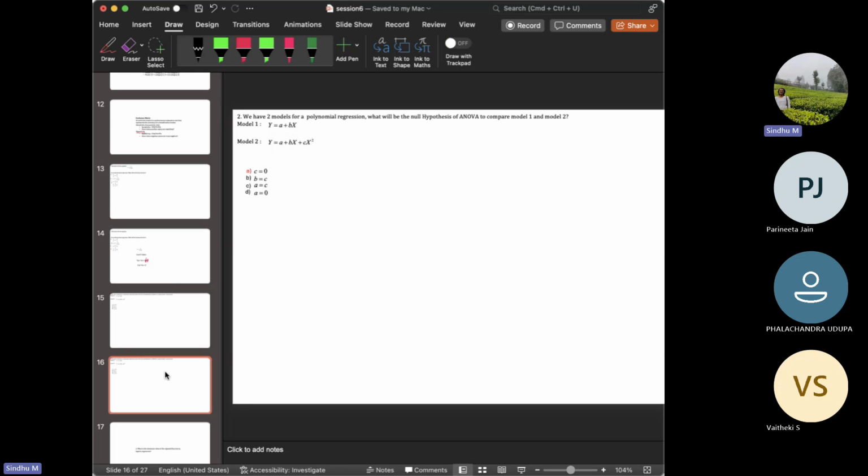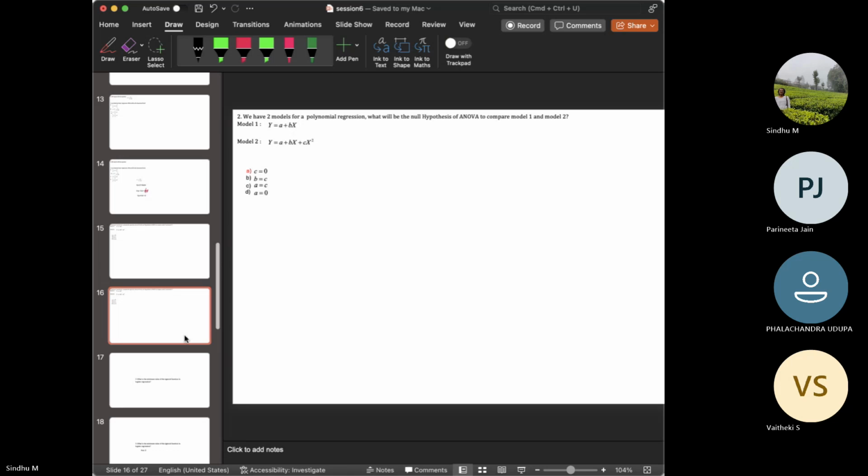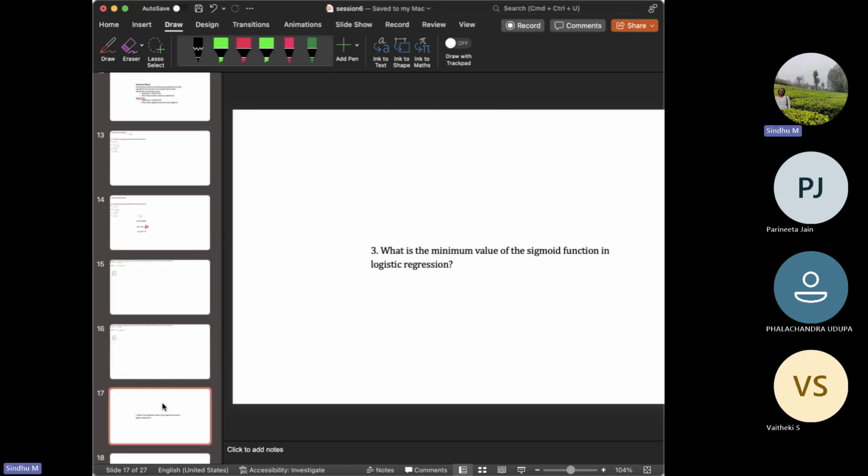Suppose you are interested to find out, maybe your actual hypothesis would be model 1 is better than model 2, but your null hypothesis, as we discussed in the previous lecture, would be the opposite of it, which is that both the models are the same. So you have to set c equal to 0 for that. So let's go to the third question now.